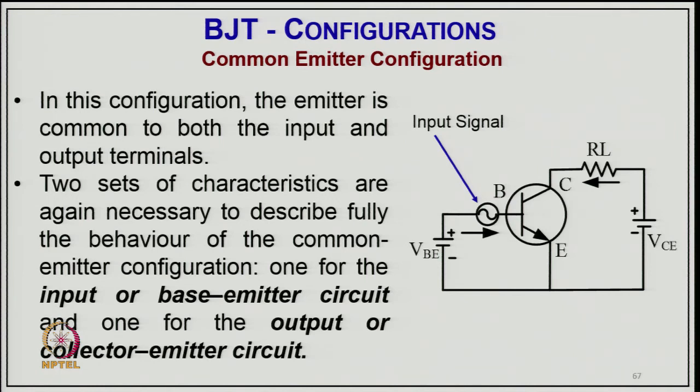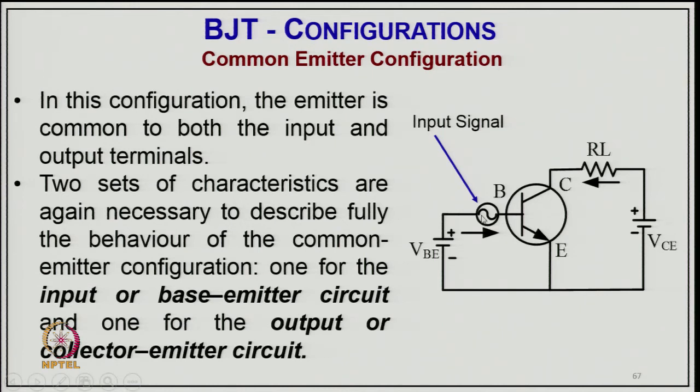This configuration is quite popular, used in most of the applications. In this configuration the emitter is common to both base as well as collector. Both input and output characteristics are needed, and two sets of characteristics are again necessary to describe the full behavior of the common emitter configuration: one for the input or base-emitter circuit and the other for the output or collector-emitter circuit.